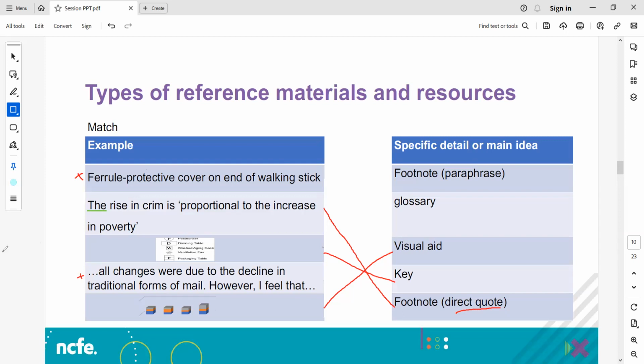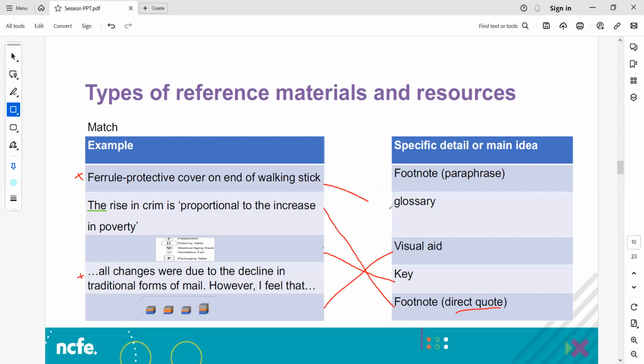So: ferrule, protective cover on end of walking stick. That sounds to me like a definition of some kind of cover on a walking stick. So is that glossary or footnote? Footnote. So this is not a paraphrase of someone else's words. Let's look at the other one. I think the first one is glossary.